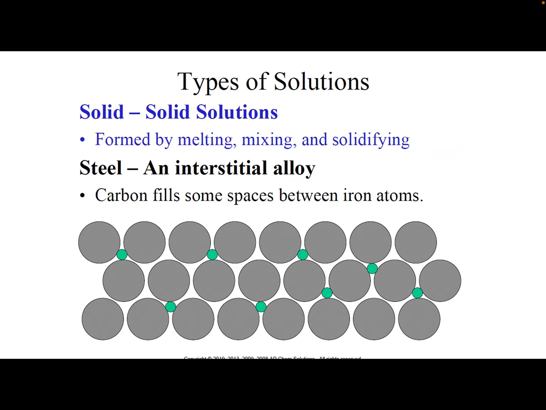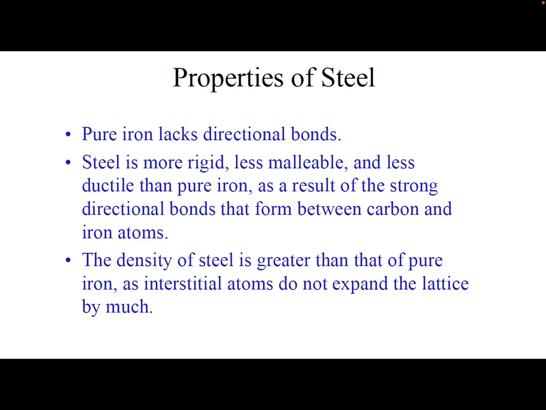Solid solutions are formed by melting. We've seen examples of interstitial alloys. This is steel. Carbon's going to fill some of the spaces between iron atoms. Some properties of steel, we came in contact with these before.